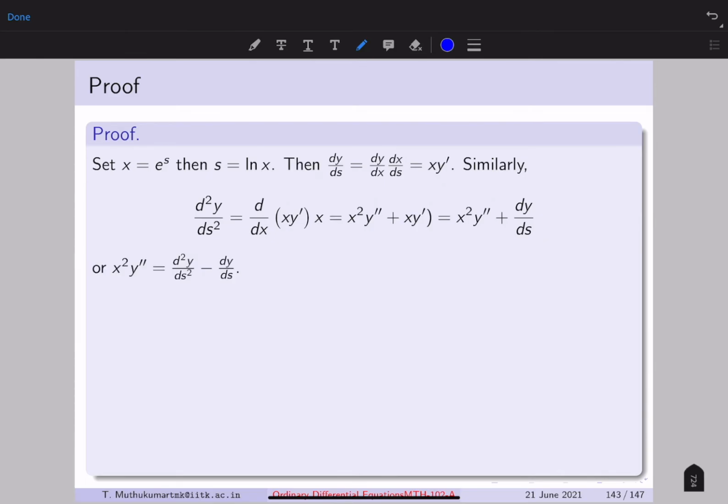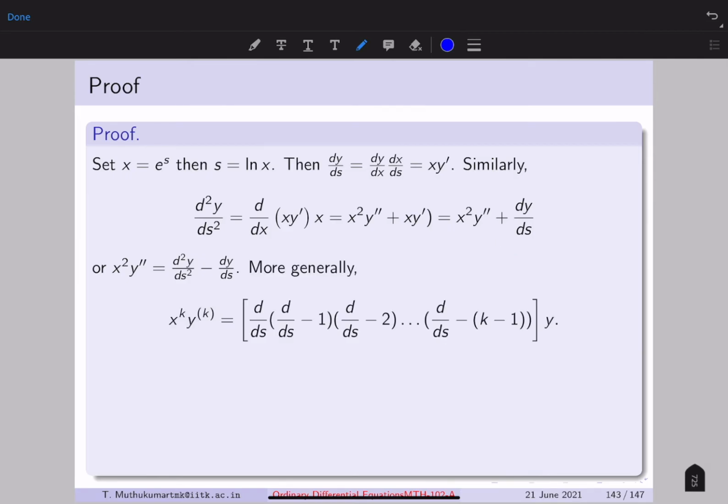So, or which is equal to this, right? So from here you get this, right? So if you go on like this, more generally you can show that for any kth, if we start computing the kth derivative, you have this relation x^k, and the kth derivative of y is this. This you can show in the iterative process, or by induction. So you have this formula.